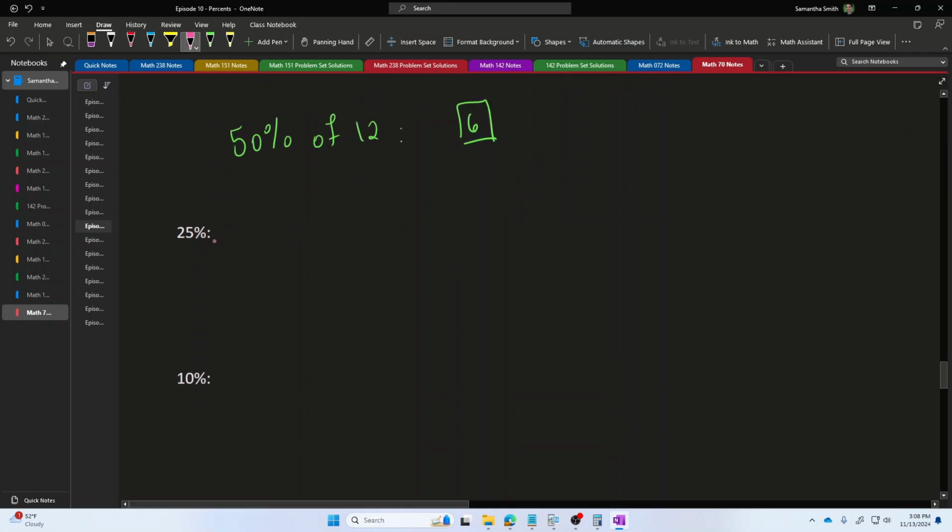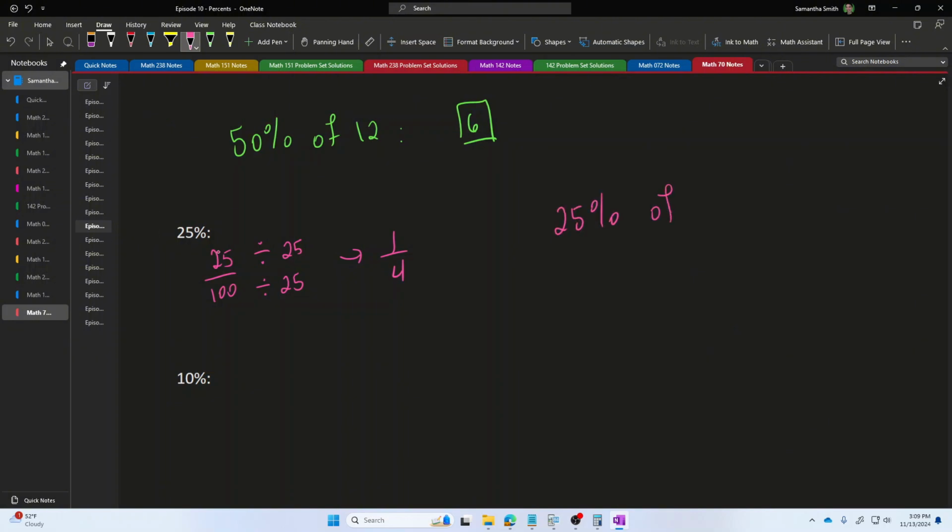Similarly, if someone said, what's 25%? If I think of 25% as a fraction, that would be 25 out of 100. And if I simplify that fraction, it'll become the number 1/4. So 1/4 is equivalent to 25%. And if I want to take 25% of a number, all I have to do is cut it into fours, or in other words, cut it in half twice.